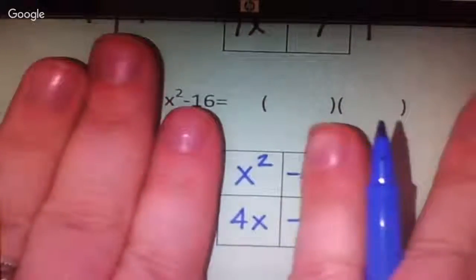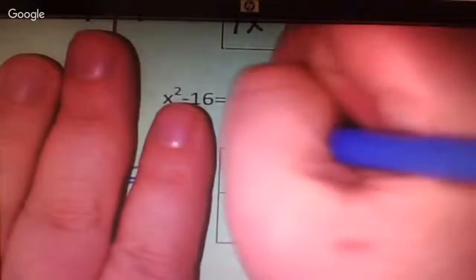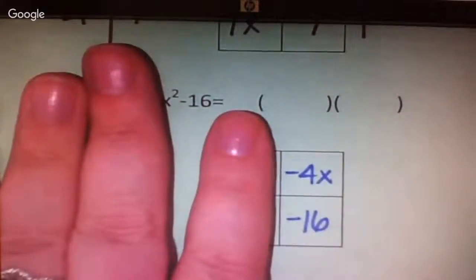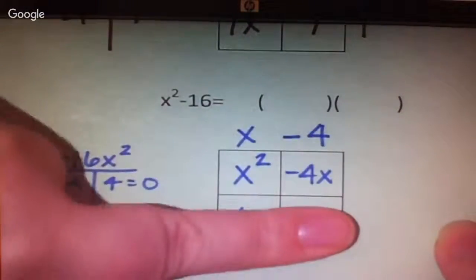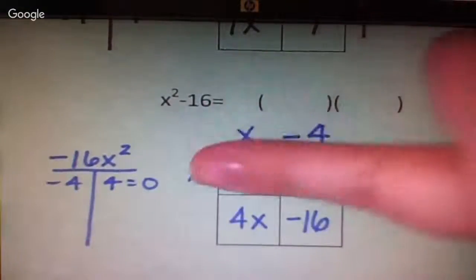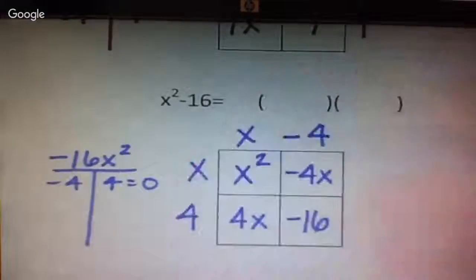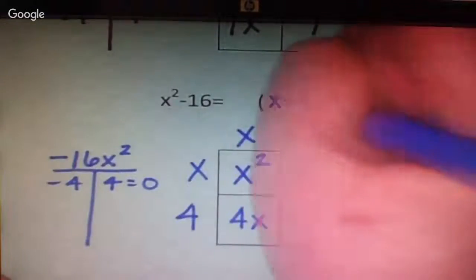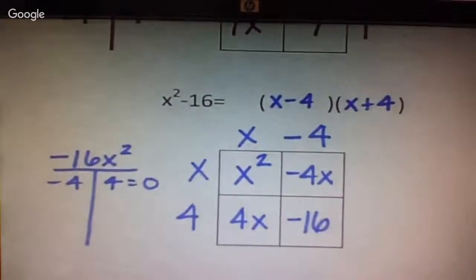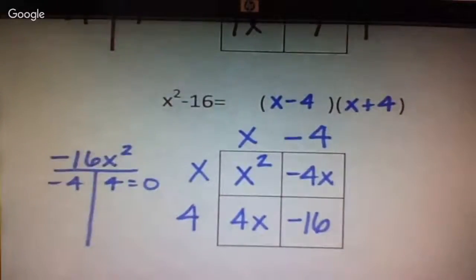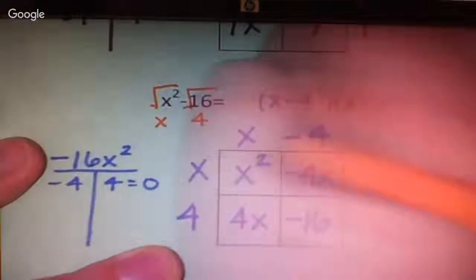What do they share in common? X. What do they share in common? Negative 4. So I end up with x minus 4, x plus 4. Before you close that up, pay attention for a minute. Those of you that want the shortcut, this way works every time. You can still use the box method. But for the shortcut, if I take the square root of x squared, I get x. If I take the square root of 16, I get 4.